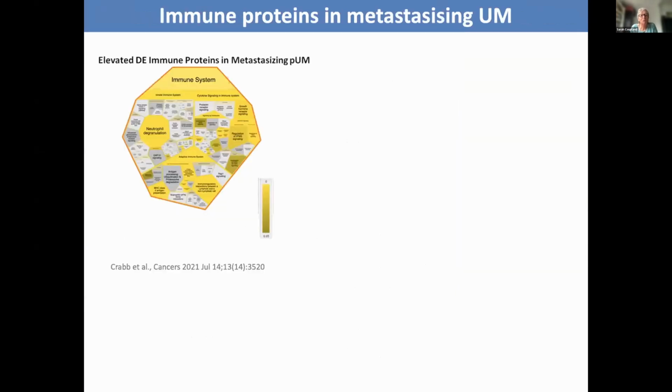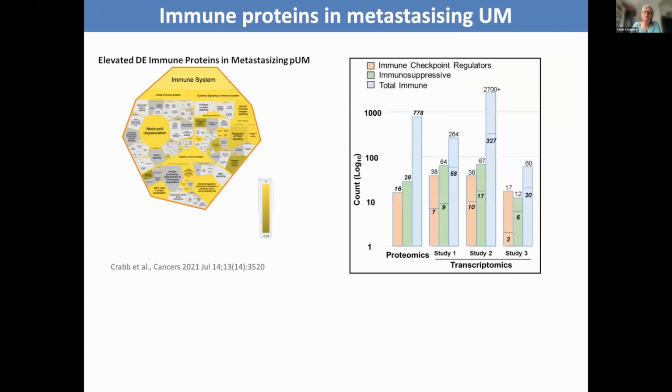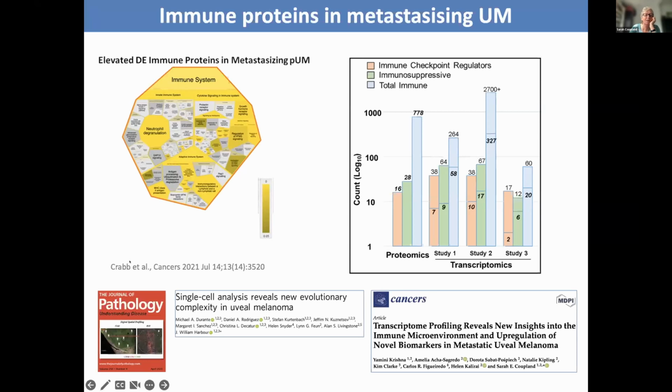A major finding of this study was also looking at the immune system, and he could demonstrate that there was a particular immune profile of the proteins within the metastasizing uveal melanomas. And he then compared this profile with what has been demonstrated in 3 transcriptomic studies, and this included 2 of ours, which we published in the Journal of Pathology, and also in Cancers last year, together with the single cell analysis undertaken by Bill Harbour's group.